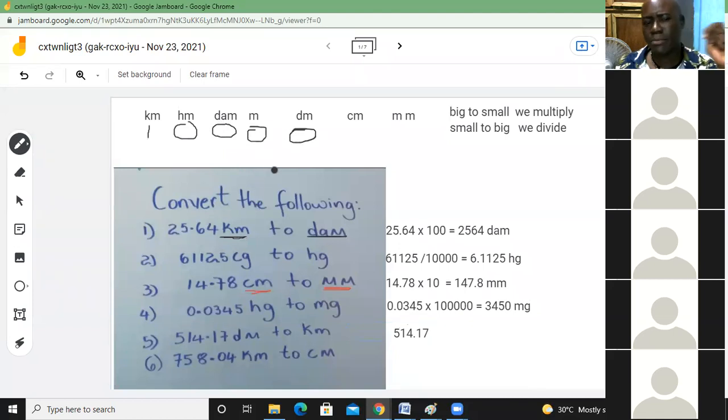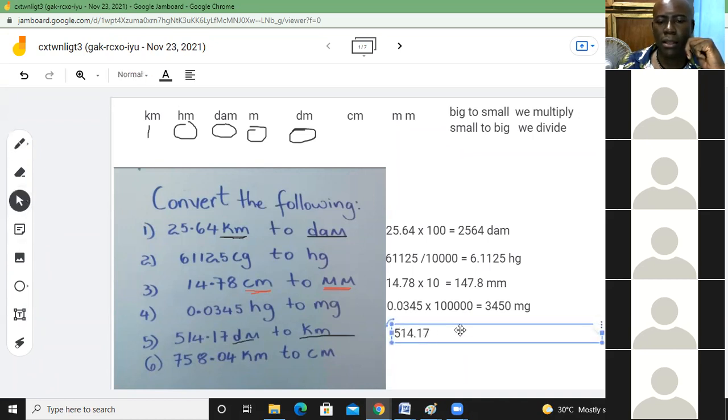That's a 10,000. Oh, yeah, 10,000. Yes, sir. And you're moving from small to big. So small to big up here says that we divide. The principle is very simple, though. I hope you see the principle. Because I don't have a good division sign yet, I'll use this. And we're dividing by 10,000.